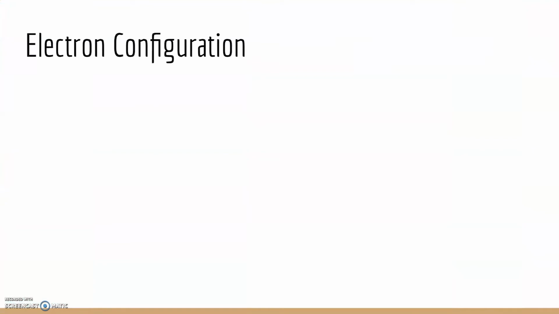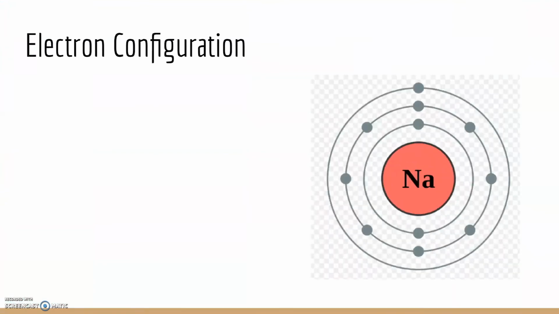So, what is electron configuration? First, we're going to look at an atom of sodium. Sodium has 11 electrons total, so the first shell would hold 2 electrons, the second shell would hold 8 electrons, and the outermost shell would hold only 1 electron.